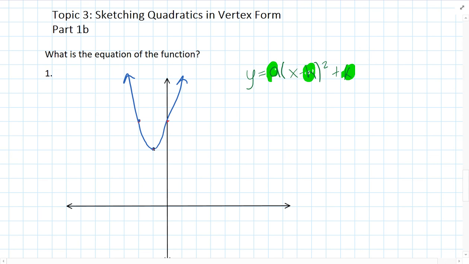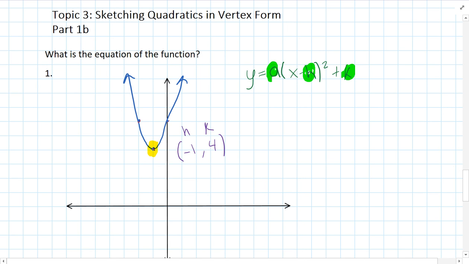So I always like to start with the vertex. I think that's a nice, good starting point for any graph of a parabola. And if I look at my vertex, I can see I'm at the point -1, 4. So this is going to be my h, k, where my x is my h value, and my y is my k value. So all we have to do now is find my a value.